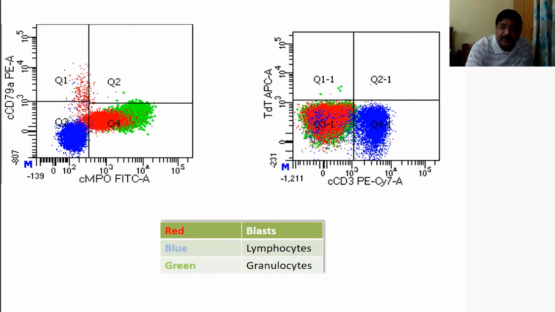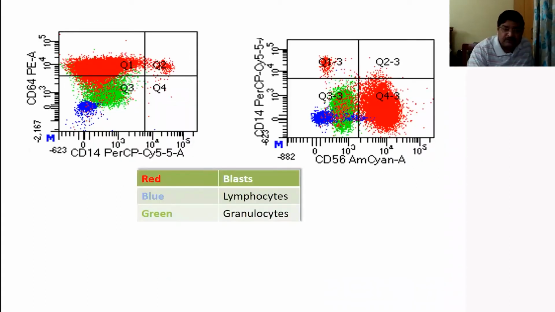The blue color was the lymphocytes, so they were negative for cytoplasmic MPO and cytoplasmic CD79a, whereas they are positive for cytoplasmic CD3, which is a T cell marker. So all those blue cells were T cells. 80% of the lymphocytes in the peripheral blood are T lymphocytes.